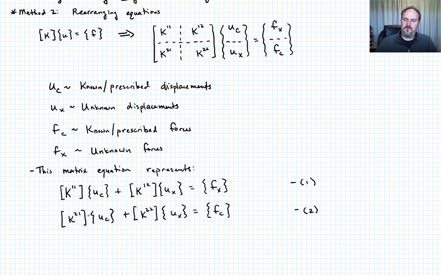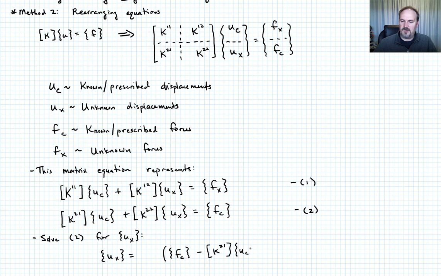And now what we want to do is we'll solve this second equation for U sub x. That's the unknown displacement, right? Okay, so we'll say solve equation 2 for U sub x. Okay, and when we do that, we end up with the following. U sub x is going to be equal to we'll have the quantity Fc. Remember, that's a known force, so there's nothing to compute there, minus K21, that's just a known submatrix, times UC, the known displacements, that quantity times the inverse of K22. Okay? We'll call that equation 3.